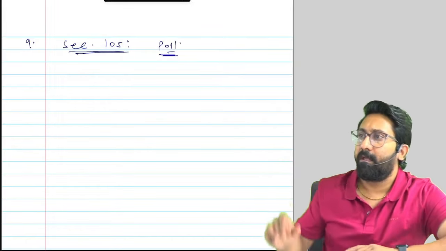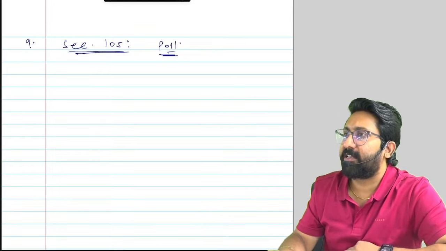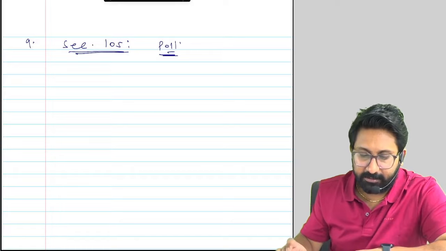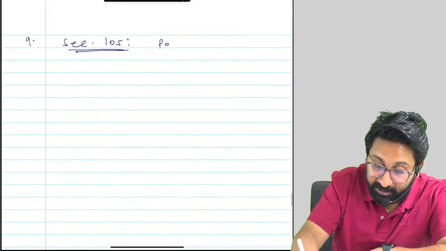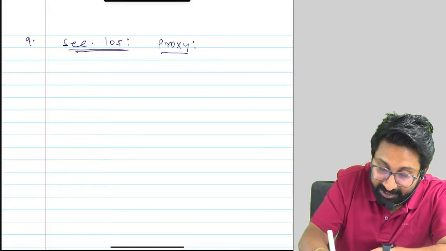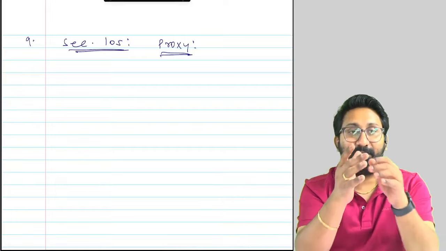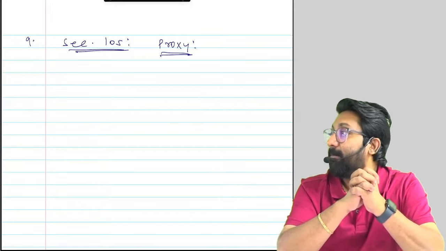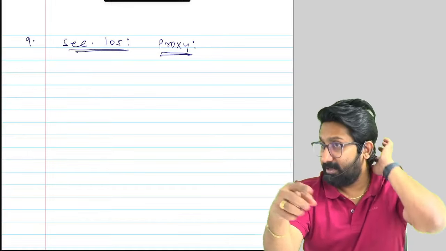See here. Whenever I say show of hands, there is a problem. Okay, the problem with the show of hands is, which one are you writing? 105? I'm very sorry. 105 is proxy. Sorry, let us start with proxy. I'm very sorry, I thought 109. So 105, what is the concept we are going to start with? Proxy.